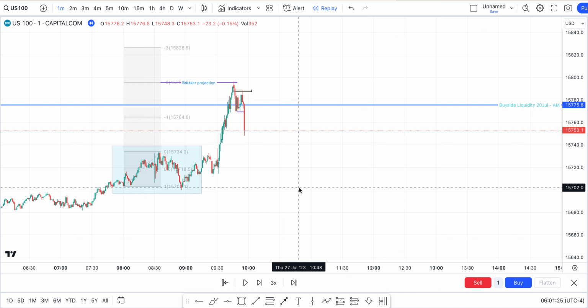Today we're going to be going through the trade that I took and how I could have maybe improved that. It's going to be an ICT Silver Bullet setup, the one from 10 a.m. to 11 a.m. Silver Bullet time.